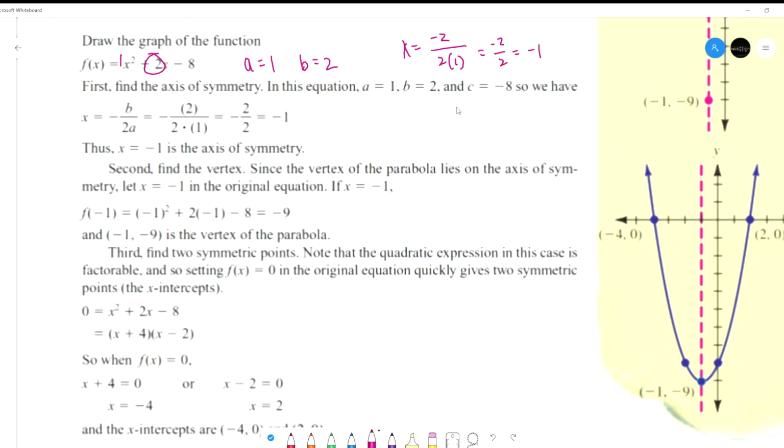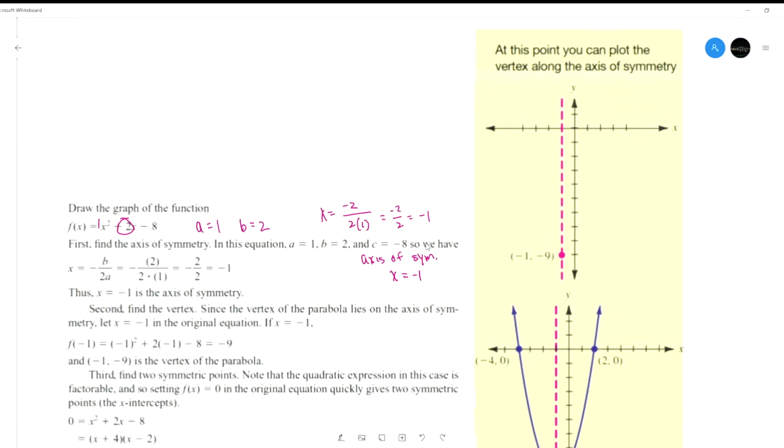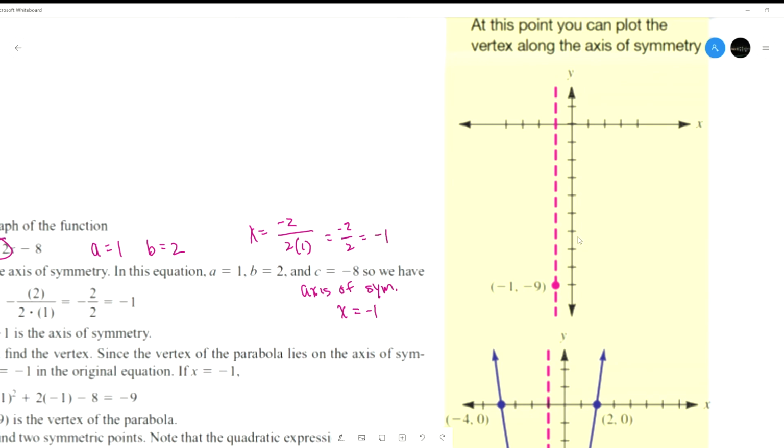So this axis of symmetry, I'll just write sym for short, is x is equal to negative 1. And if you recall from chapter 3, we learned how to graph equations, right? Lines like x is equal to 1, negative 1, right? So if you can see here, if you have your y-axis, your x-axis, right? It's a vertical line, 1 unit to the left. So there's our axis of symmetry.